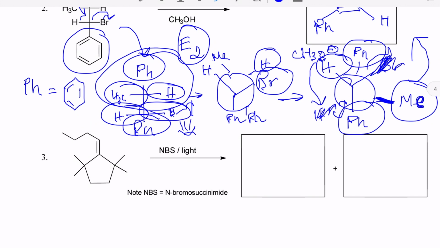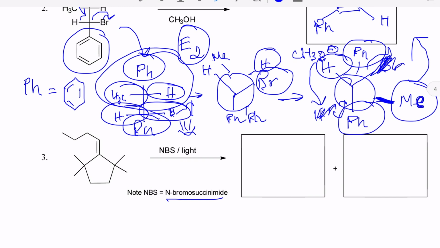For question number 3, we are given this compound, and it undergoes a reaction with NBS, or N-bromosuccinimide, and light. And what this reaction is essentially is a radical bromination reaction.